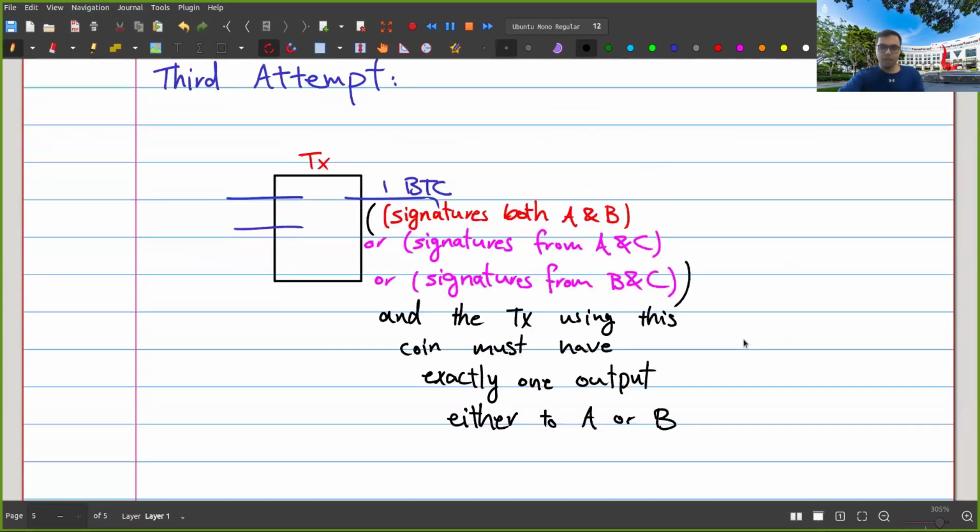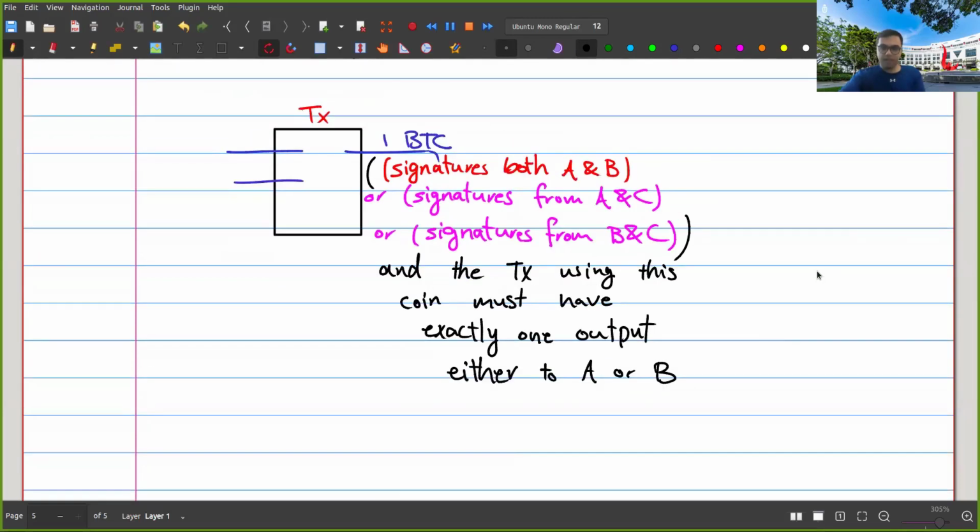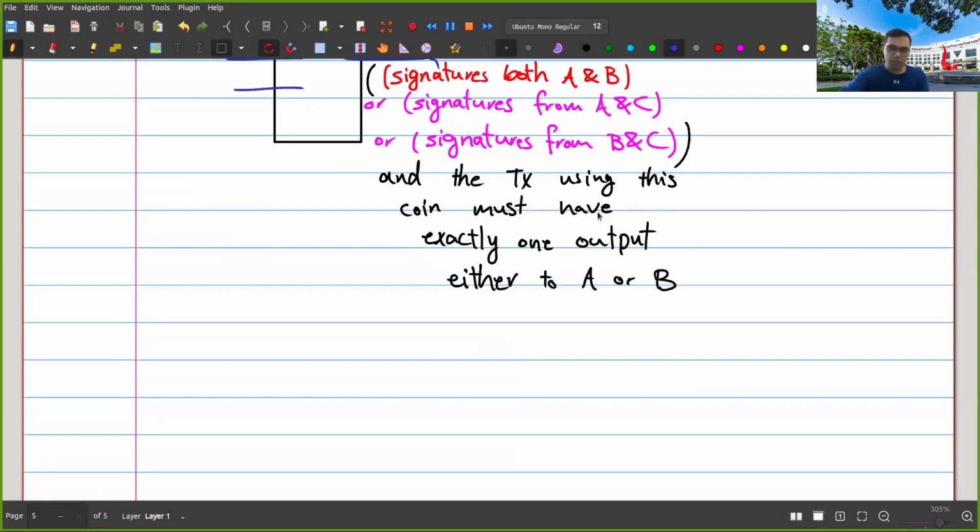Okay. But here's what I can do. And again, this is a really nice attack. So again, imagine that I'm Bob. I have not delivered the item. I want to bribe Carol to sign a transaction.